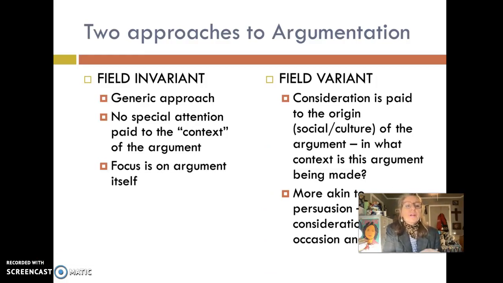Now, I want to look at the field variant first, because I think a lot of times when we talk about arguments, we focus on this: what is the context in which this argument is being made? Oftentimes arguments get taken out of context, but maybe they're not arguments. Maybe they're not a good argument. Maybe it's really about trying to persuade. But the way we're going to study argumentation is going to be much more field invariant.